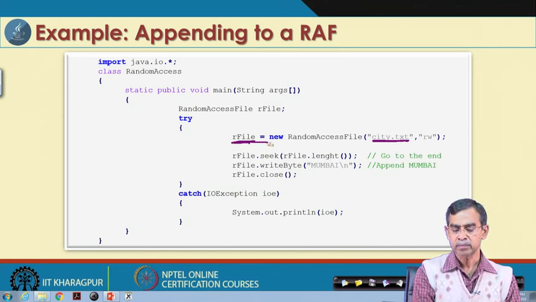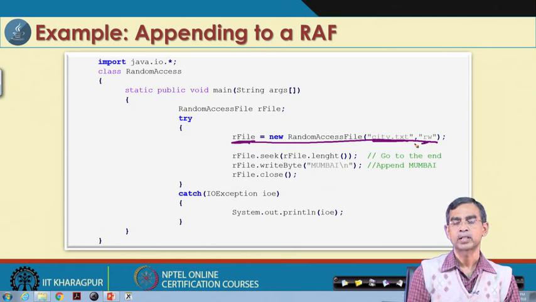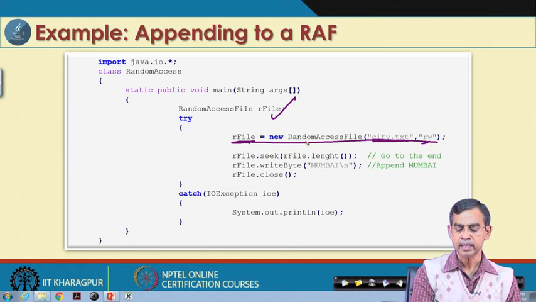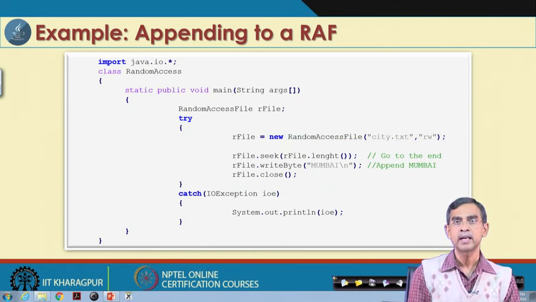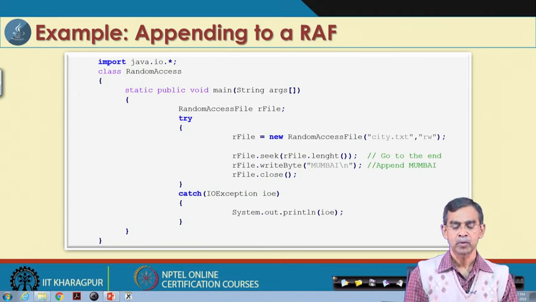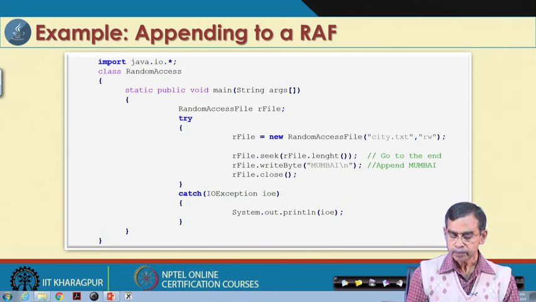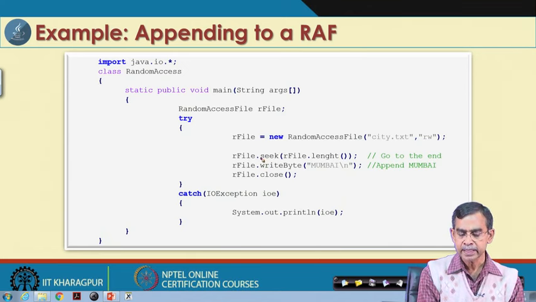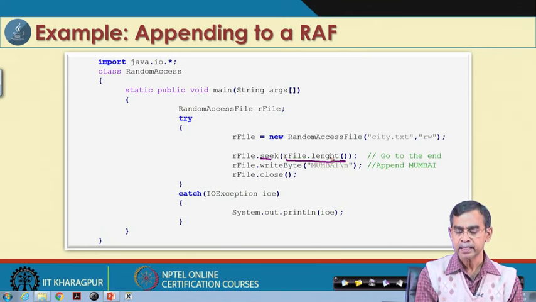We create this object using the read write mode. So, you declare the R file, and once the object is instantiated, this is the completion of the object R file in the mode of random access file. Now, here you can see R file seek R file dot length. Do you understand what it means?